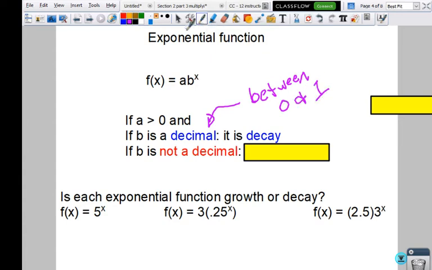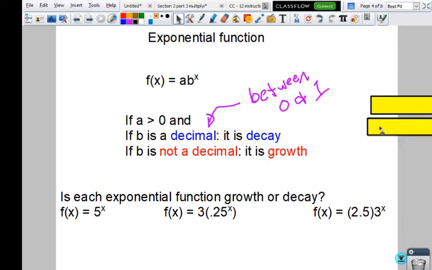I could have a 1.5, and even though that has a decimal in it, it's not decay because it's bigger than 1. So if it's a decimal between 0 and 1, we have decay. And if it's not a decimal between 0 and 1, we have growth. So without ever actually graphing these like we did on our warm-up, we can say, is it growth or is it decay?